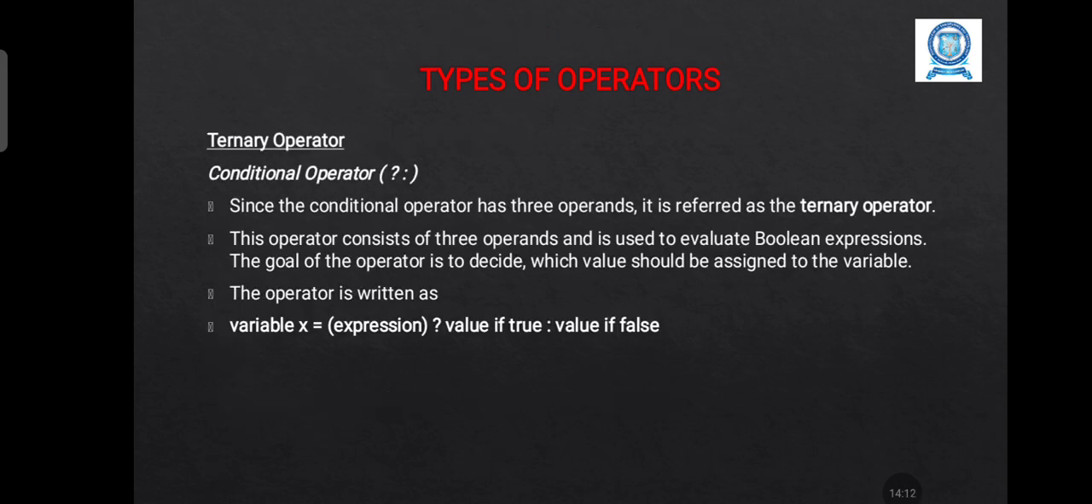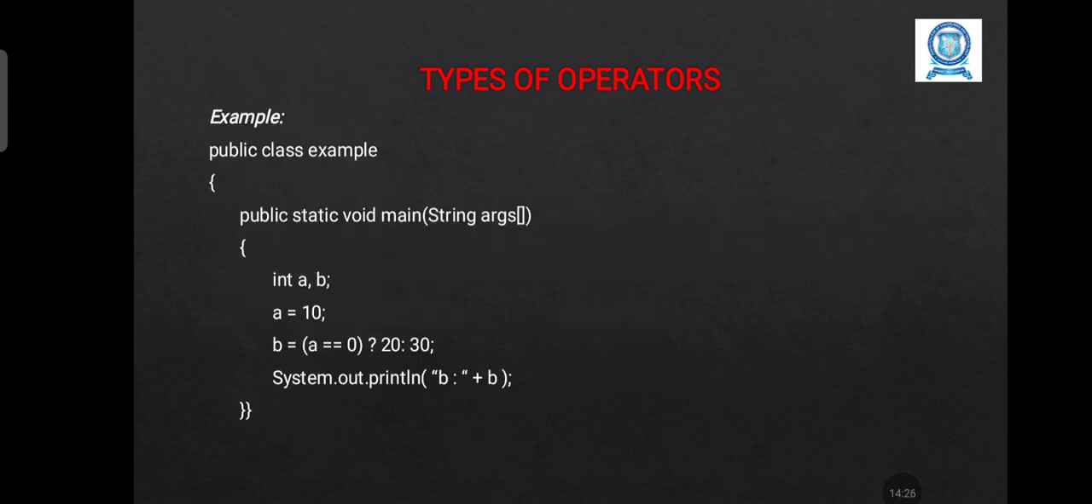Ternary operator. The ternary operator is the operator which will be applied between three operands. For example, the syntax will be variable x equal to expression, question mark, value if true, colon, value if false. We can see the example. B equal to, here the expression is A equal to 0. Actually, this should be the condition. Question mark means this condition will be evaluated.